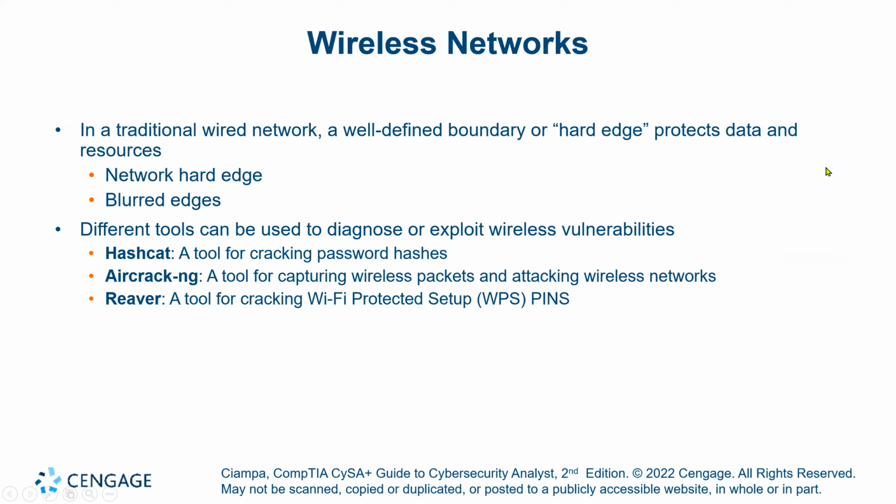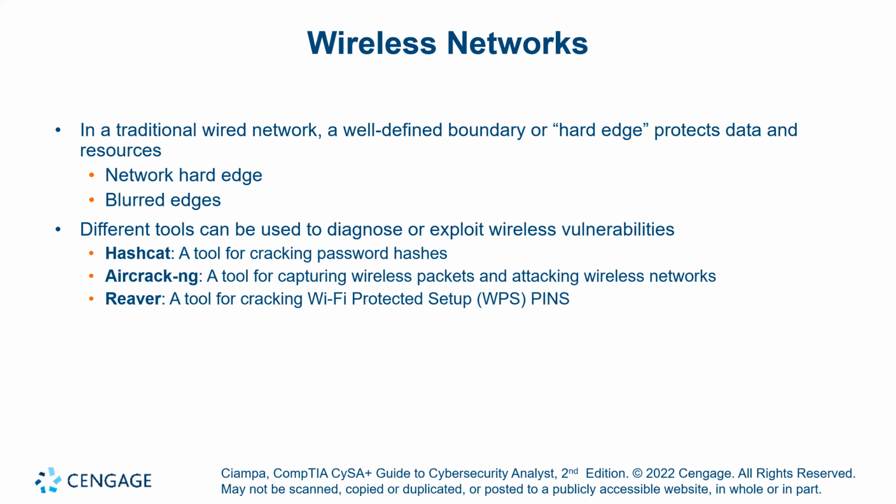Wireless networks. In a traditional wired network, a well-defined boundary or hard edge protects data and resources. Network hard edge, and then there's blurred edges. Different tools can be used to diagnose or exploit wireless vulnerabilities. Hashcat, which we'll be using in one of our classes, is a tool for cracking password hashes. Aircrack-ng, a tool for capturing wireless packets and attacking wireless networks. Reaver is a tool for cracking Wi-Fi Protected Setup, WPS pins.